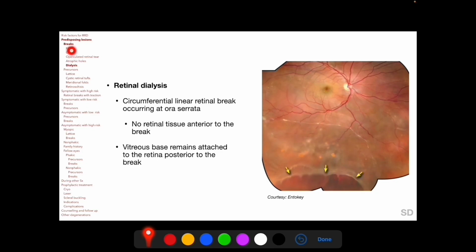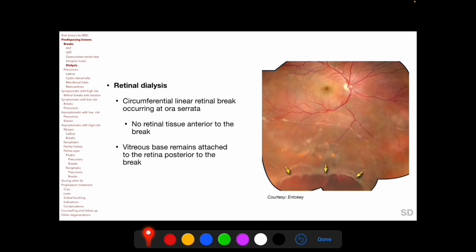This is in contrast to the other retinal breaks in which the full thickness defect in the neurosensory retina is located posterior to the ora serrata. In a retinal dialysis, the vitreous base remains attached to the retina posterior to the break, and this is in contrast to a horseshoe tear, in which the vitreous base remains attached anterior to the HST.